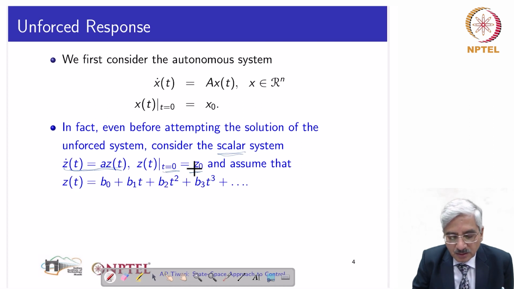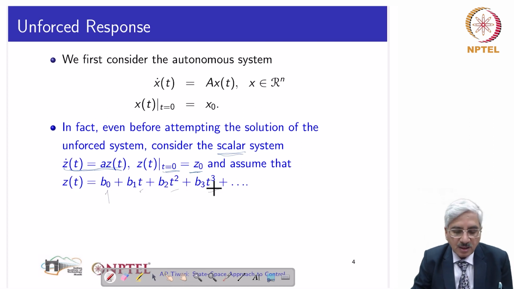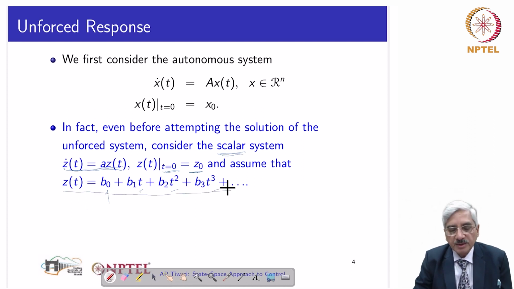So the solution is expressed on the basis 1, t, t square, t cube, etc., as z(t) equal to b0 plus b1 t plus b2 t square plus b3 t cube, etc. Essentially these 1, t, t square, t cube, etc. are basis, and b0, b1, b2, b3, etc. are the combining coefficients to obtain the solution z(t).